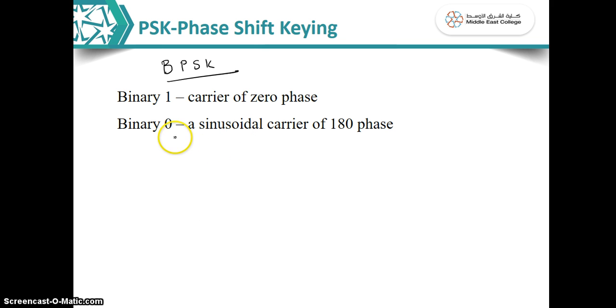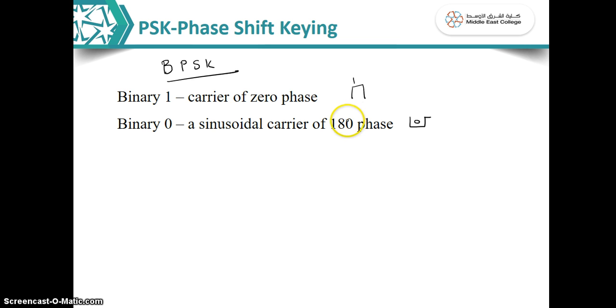Here only two symbols we are considering in BPSK, binary phase shift keying. So you have only two symbols. Each symbol will be represented by one bit, either a binary 1 or a binary 0. According to the amplitude of the message signal, whether it is a binary 1 or a binary 0, the carrier phase will shift.